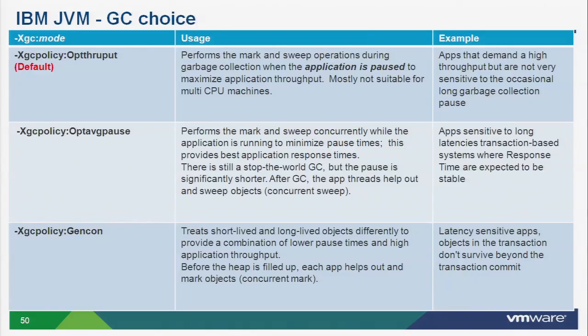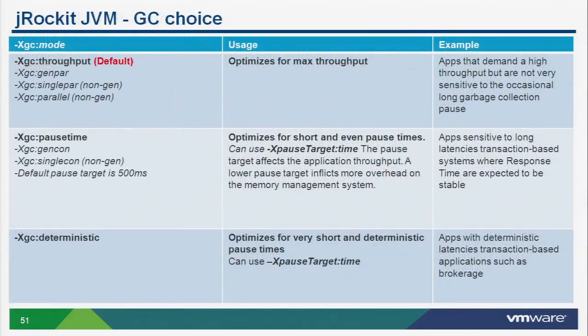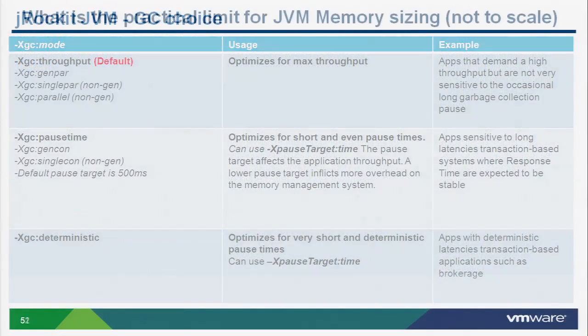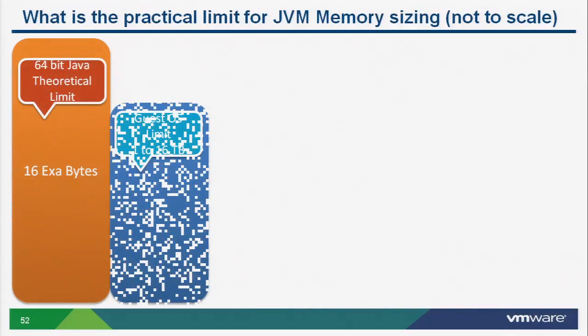So if you have a job scheduler, you may want to adjust to this. If you have a web application or a workload that's memory bound, you want to be on gencon. And that's an old slide.